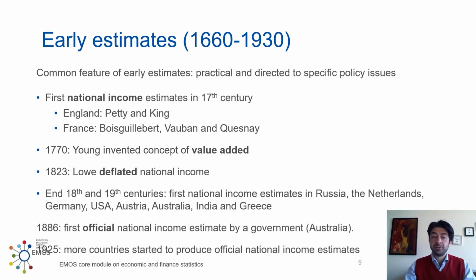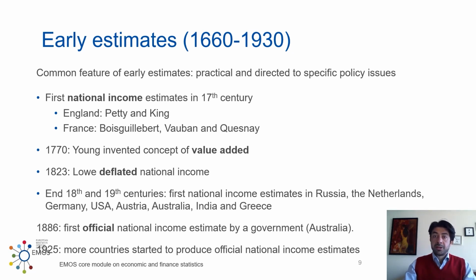For instance, Quesnay's Tableau économique, published in 1760, can be regarded as a precursor of input-output tables and sector accounts, while Young introduced the concept of value added soon after. And a few decades later, Lowe for the first time deflated national income, which is crucial for intertemporal comparisons of the estimates.